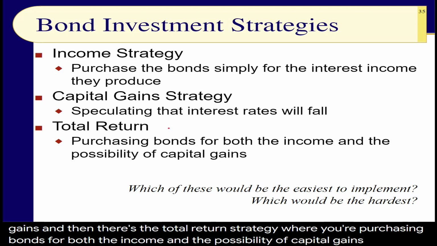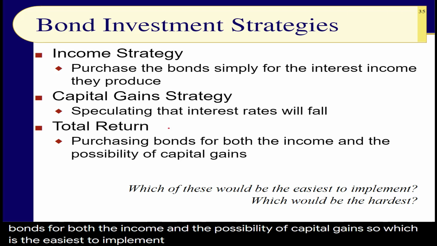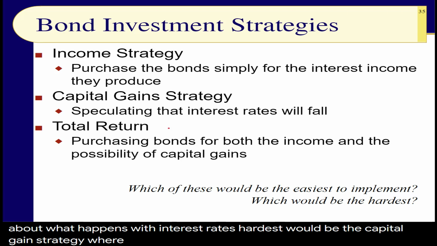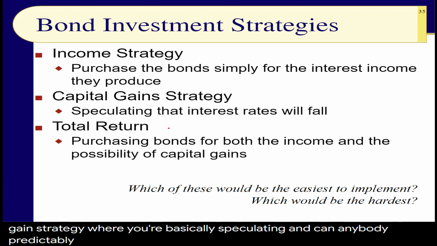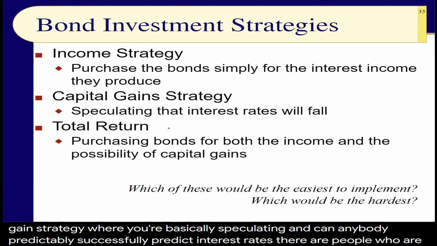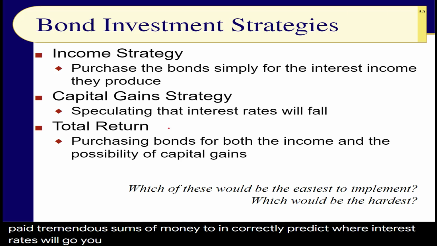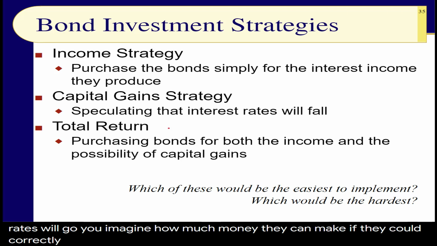gains. So which is the easiest to implement? Obviously, income strategy. You don't care about what happens with interest rates. Hardest would be the capital gain strategy, where you're basically speculating. And can anybody predictably, successfully predict interest rates? There are people who are paid tremendous sums of money to incorrectly predict where interest rates will go. Can you imagine how much money they could make if they could correctly predict where they're going to go? And then total return is somewhere in between.